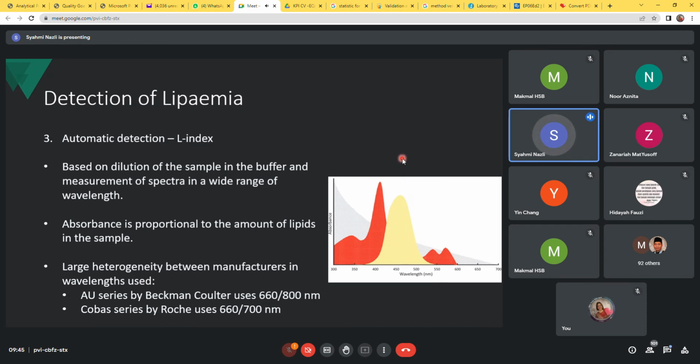There is a large heterogeneity between manufacturers in the wavelength used. As an example, the AU series by Beckman Coulter uses the area at 660 to 800. However, our Cobas series uses 660 and 700 nanometers. So why do they use the distal end, where the amount is actually less? Because it does not overlap with the hemolysis peak and also the icterus peak. That's why most companies use this area for detection of the lipemic index.